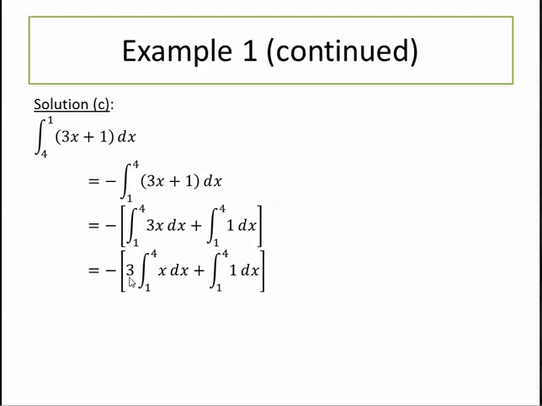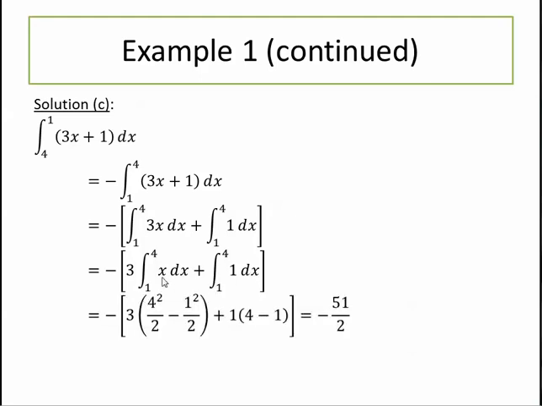And now we can go ahead. We have a formula to evaluate this, and we have a formula to evaluate that. This one says this is going to be equal to my upper limit squared divided by 2 minus my lower limit squared divided by 2 to give me this part. And this right here says it's a constant, so it's going to be equal to the constant times your upper limit minus your lower limit. And then once you simplify all this, you'll get your answer as minus 51 halves.